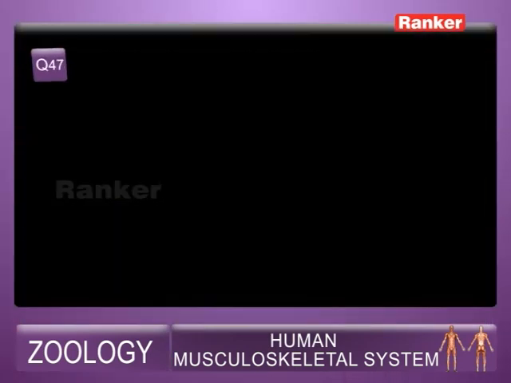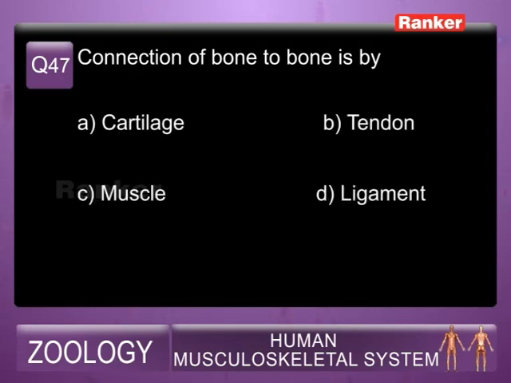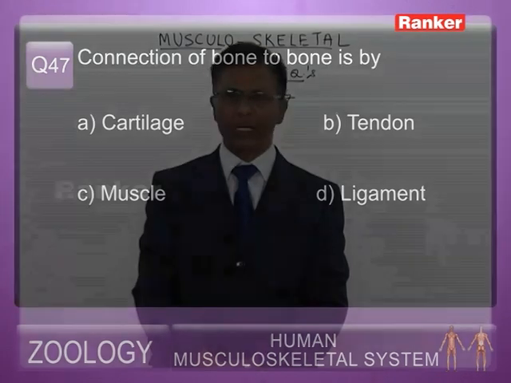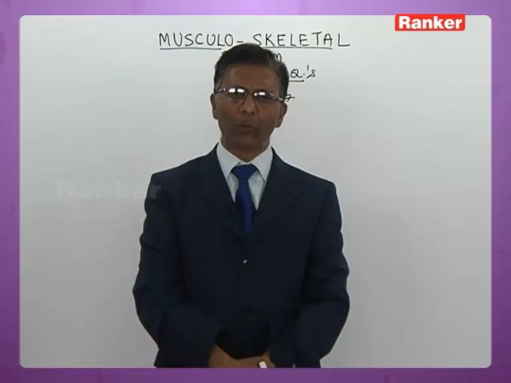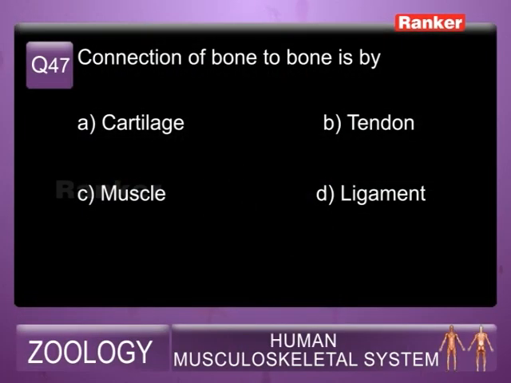47th is here. Connection of the bone to bone is by A, cartilage, B, tendon, C, muscle, D, ligament. Yes, students, bones are connected to each other by ligament and muscles are connected to bones by tendons. So the answer is D, that is ligament.